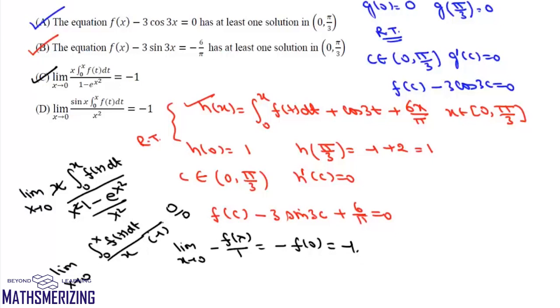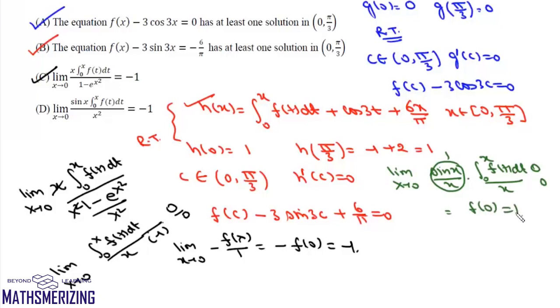Now if we look at this option D, then for this option we can write limit x tends to 0, this is sin x upon x and then the integral from 0 to x of f(t) dt upon x. Now this is a standard limit 1 and this is 0 upon 0 form. So again if we use L'Hopital's rule, it will be f(0) and f(0) is 1. So this value is actually 1 and not minus 1. So option D is incorrect. So the correct options are A, B and C.